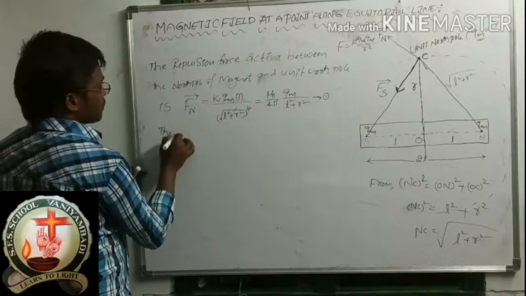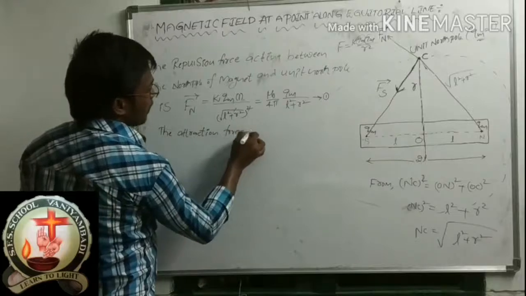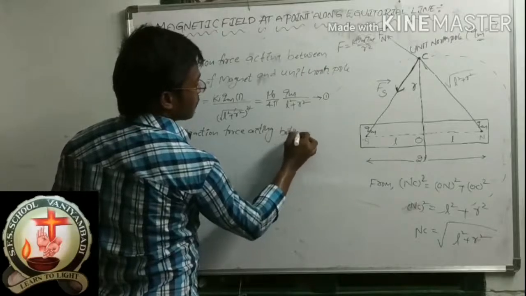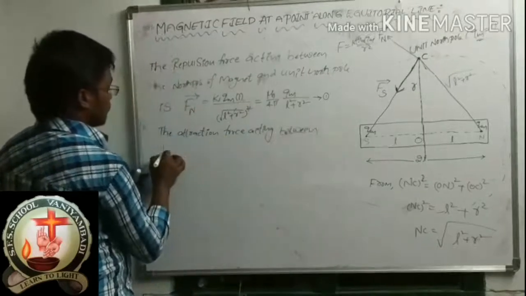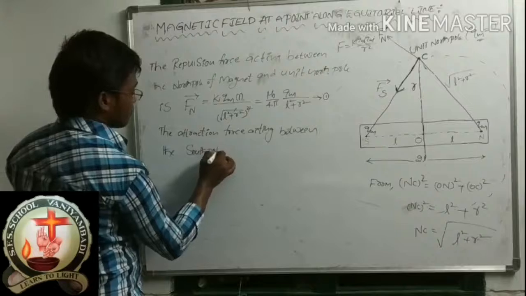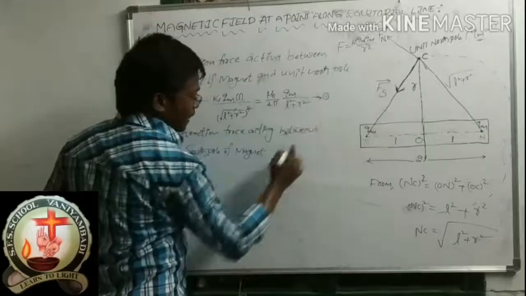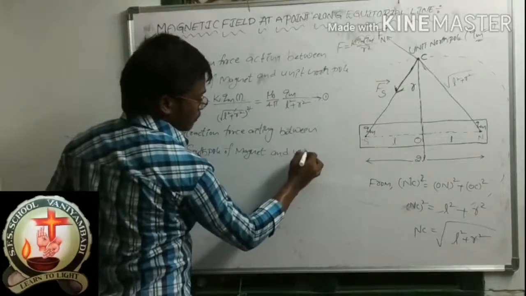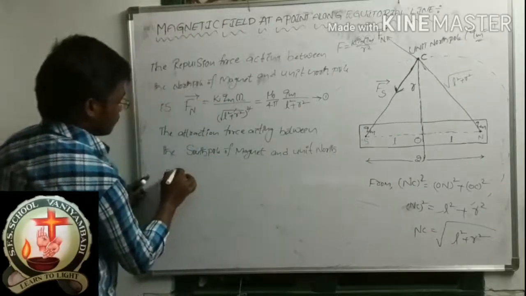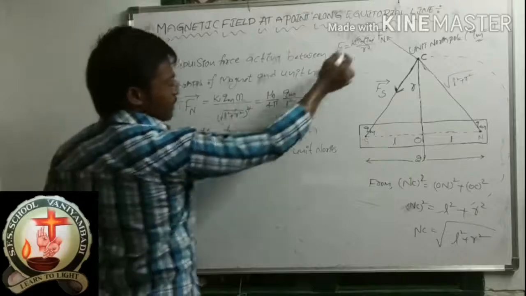Okay, so the attraction force acting between the south pole of magnet and unit north pole is Fs bar is equal to, same Coulomb's law only, no?